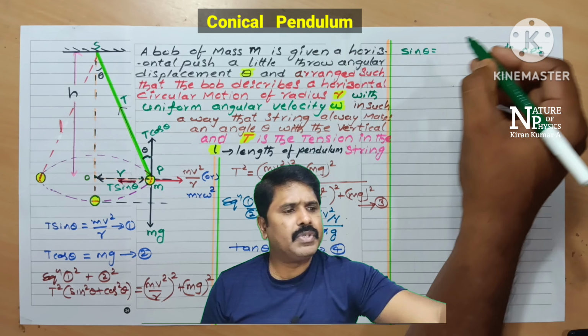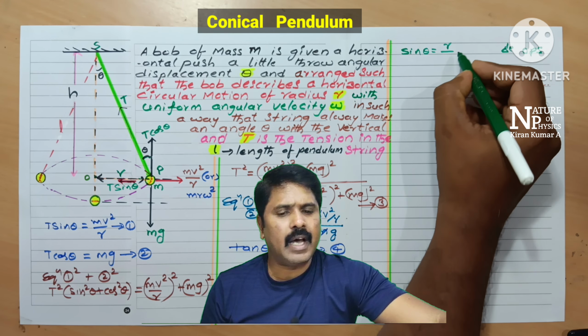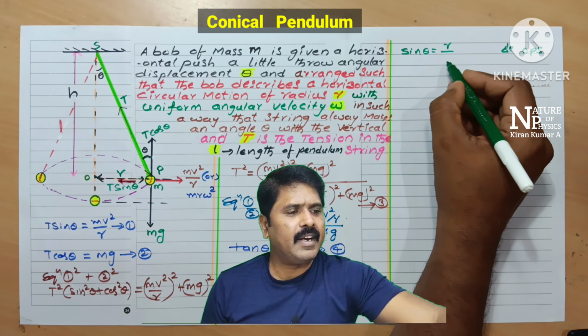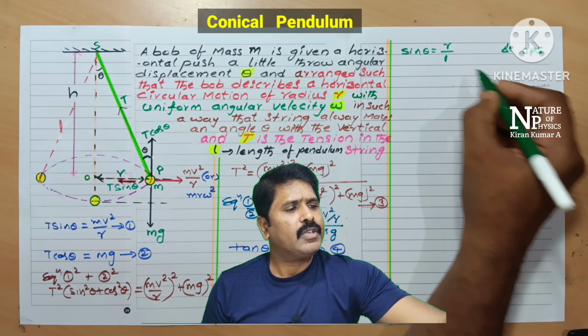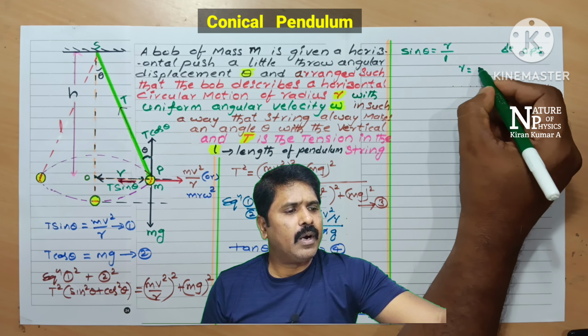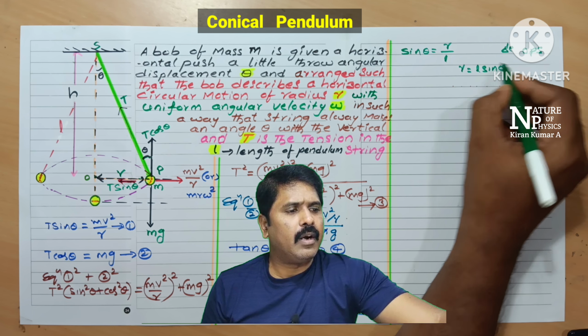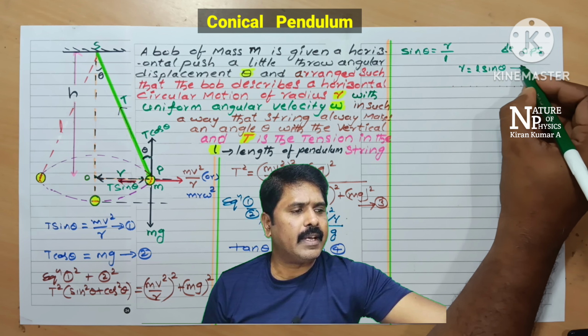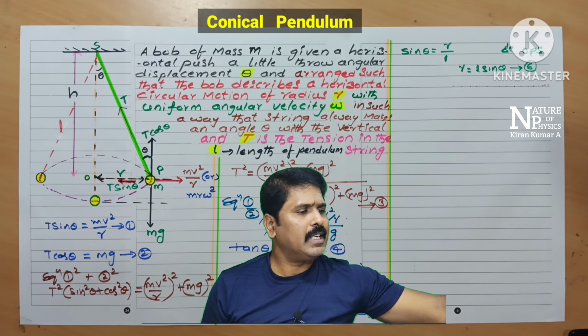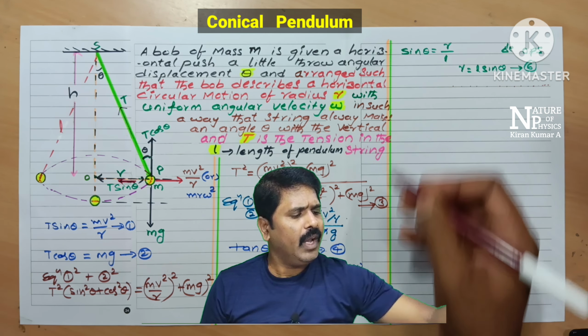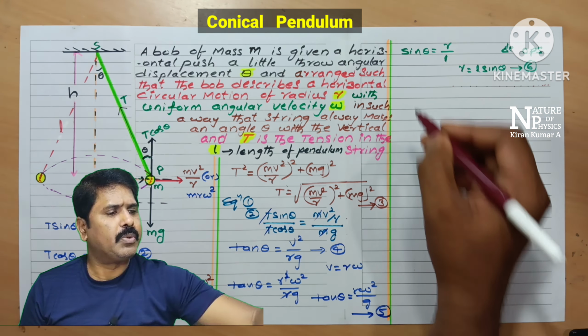So sine theta, which is equal to opposite over hypotenuse, is r divided by L; the length is the same everywhere, student. So r is equal to L sine theta, by cross multiplication. I can write this as equation number 6. Now equation 6 is replaced in equation number 5, student.